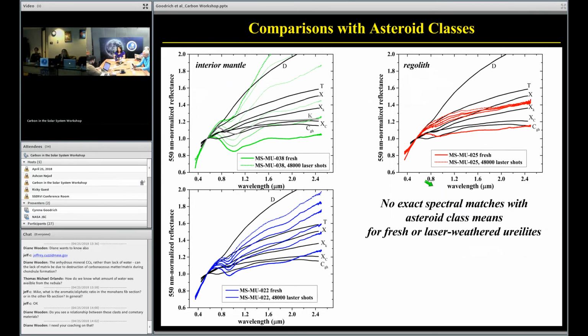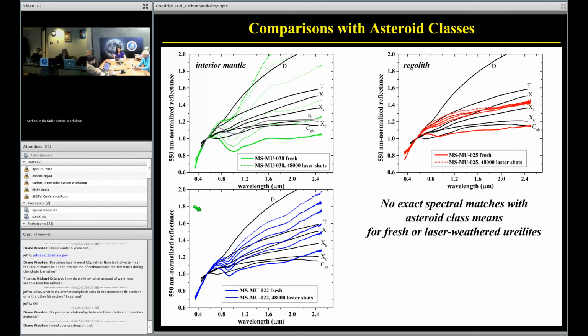We can also look at the spectra of the fresh and the weathered Ureilites in terms of the whole spectra compared to asteroid classes. These are now the 550 nanometer normalized reflectance spectra, so we're only comparing spectral shapes here. The first thing you can see is that there are no exact spectral matches with any asteroid class means for the fresh or the laser weathered Ureilites, but there are some interesting things that we can point out.